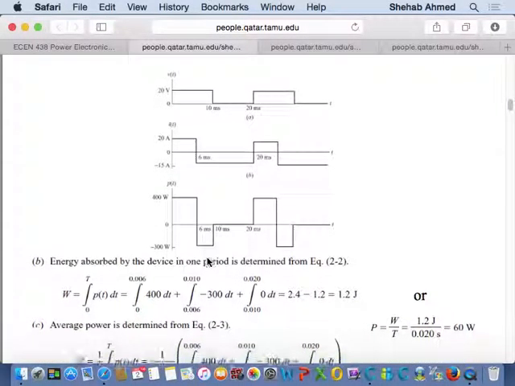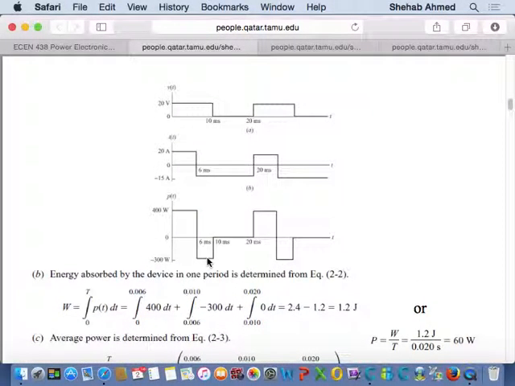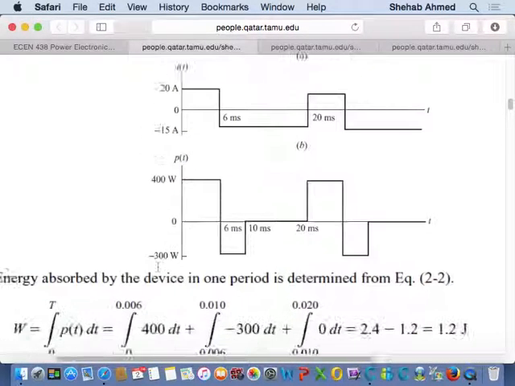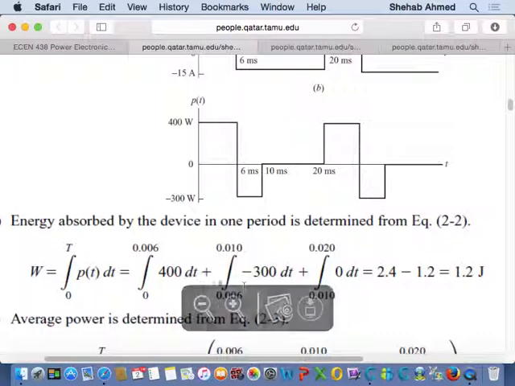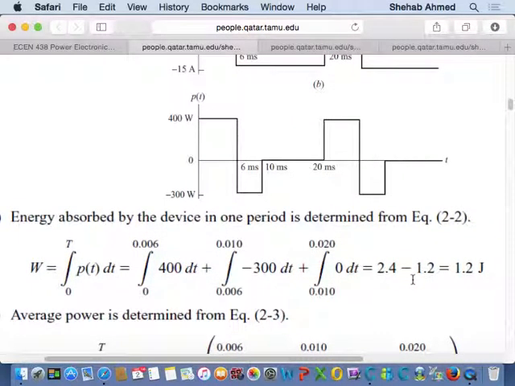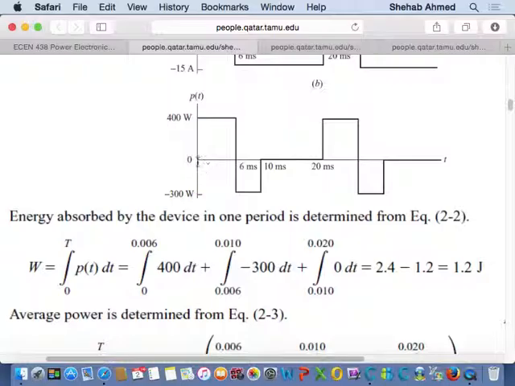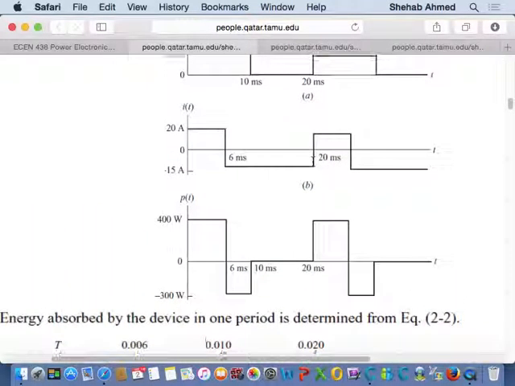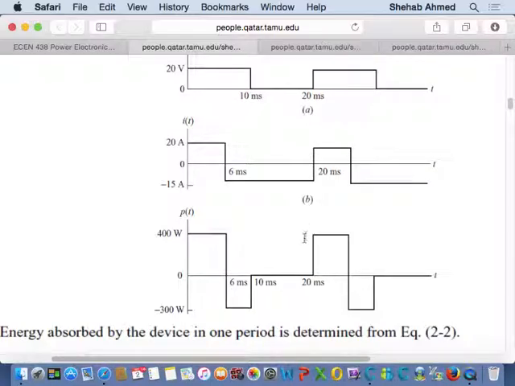They give some more examples in the text. You've done stuff like this before, so it's the same example with the same waveforms for voltage and current, and then they calculate energy, which is what we want to do first, typically, by just integrating the power curve. From 0 to 6 milliseconds, we have 400 watts. From 6 milliseconds to 10 milliseconds, they have minus 300 watts. And from 10 to 20 milliseconds, that's 0, right? Again, that's the period in this case, because the waveform repeats every 20 milliseconds.